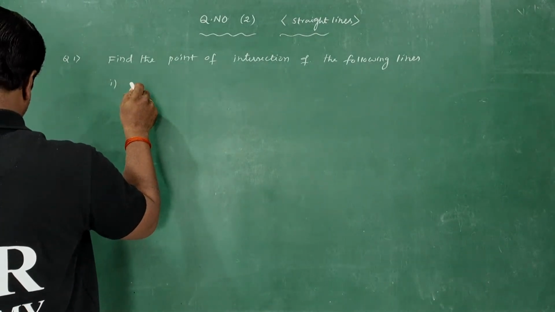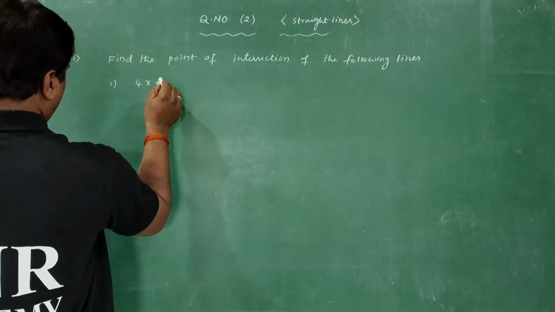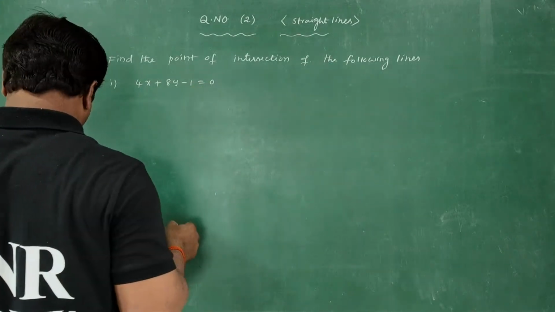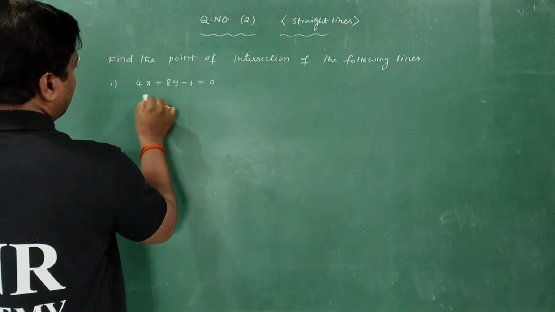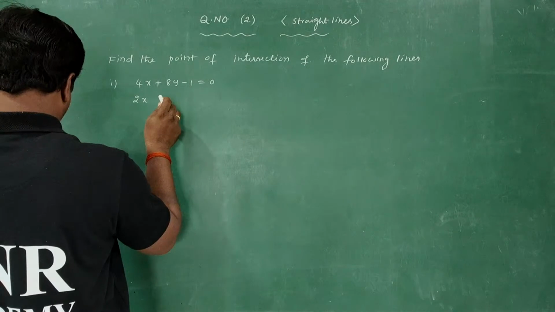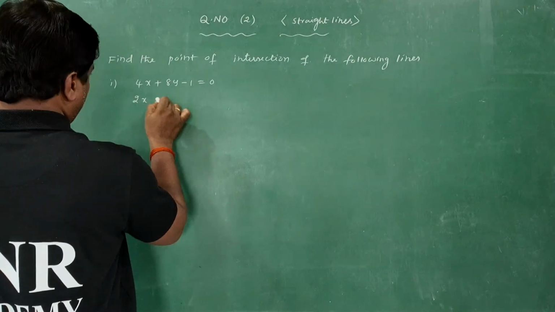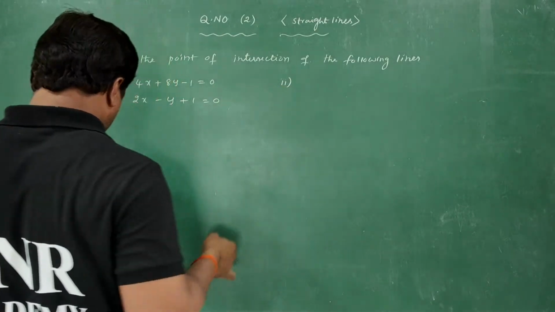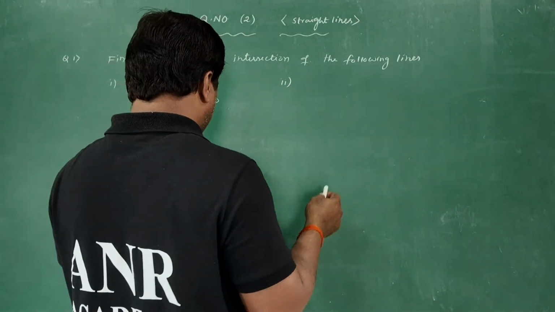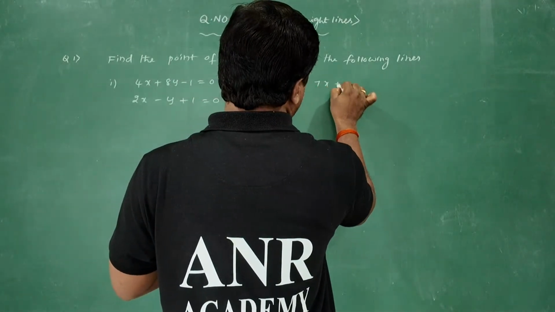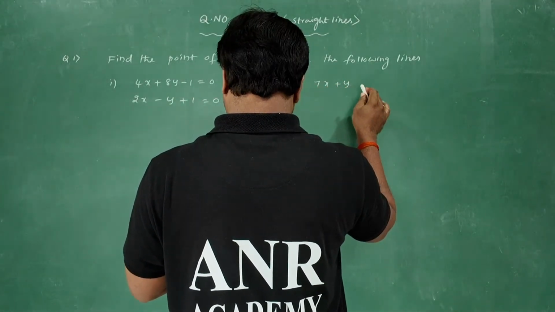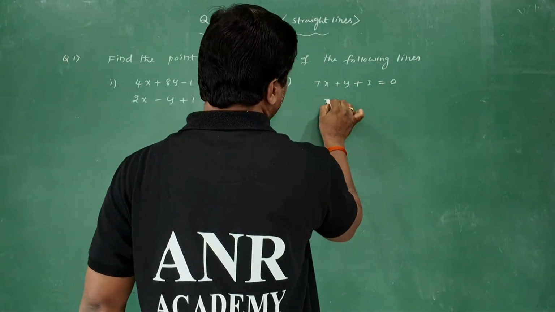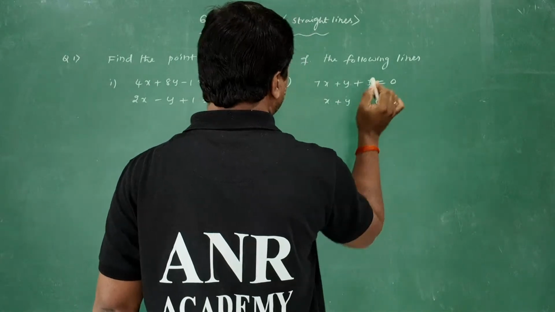First question, first equation, 4x plus 8y minus 1 equal to 0, and 2x minus y plus 1 equal to 0. Second question, in which the lines are given, 7x plus y plus 3 equal to 0 and x plus y equal to 0.